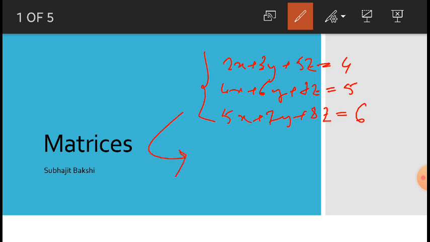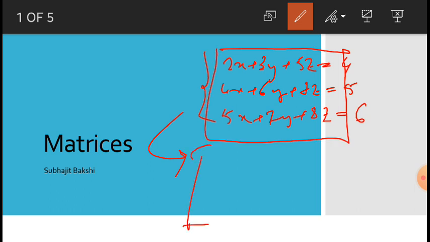The coefficients of these 3 linear equations form a matrix in this way. This is 2, 3, 5, then 4, 6, 7, and then 5, 7 and 8. This is called the coefficient matrix. So in this way you can form a matrix. This is the basic concept of how the matrix came about.